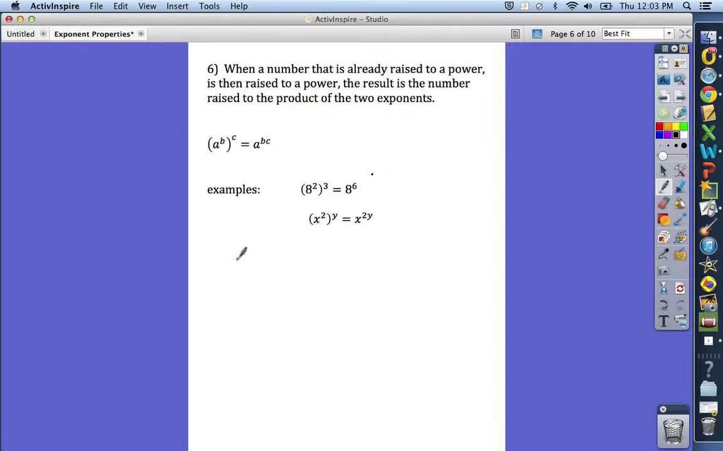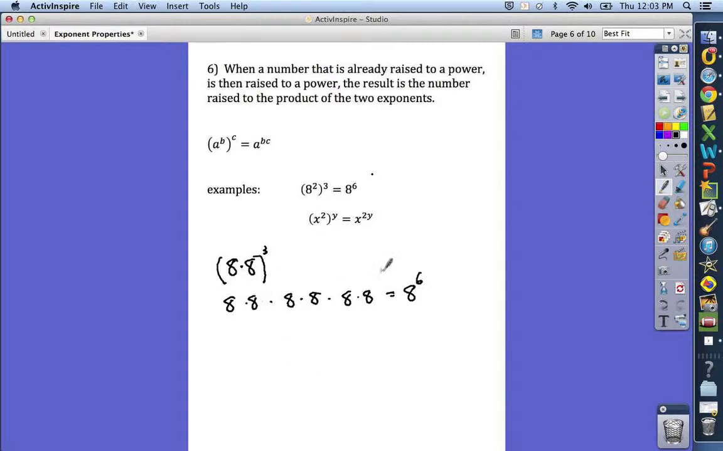To take a look at how that works, 8 to the second power means 8 times 8. But 8 to the second power is being raised to the third power. Raising something to the third power means multiply by itself 3 times. So really this means 8 times 8 times 8 times 8, and then lastly times 8 times 8 again, which gives you a total of 2, 4, 6. You're raising 8 to the sixth power.